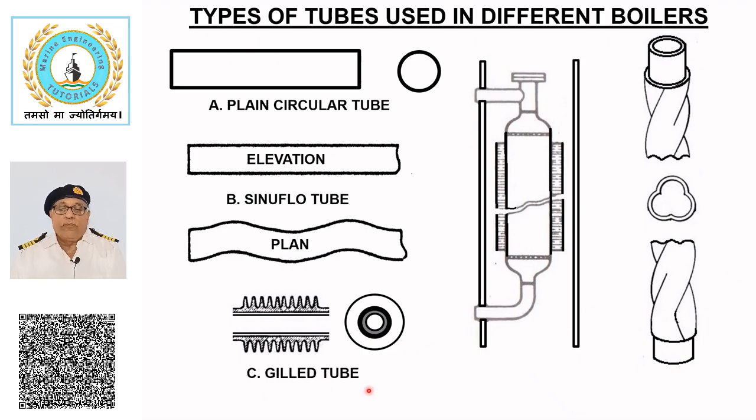Gilled tube. Straight plain tubes were modified into gilled tubes for use in exhaust gas boilers to protect the inner plain tube from cold and corrosion due to acidic attack. The straight gill tubes are connected with plain U-bends to form a coil.